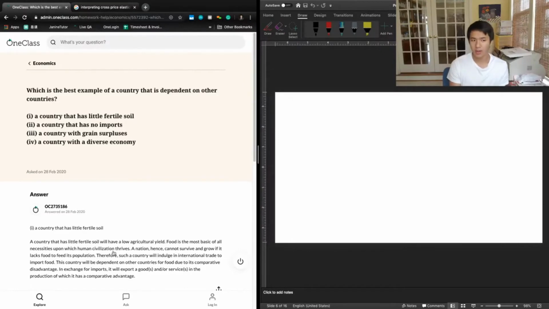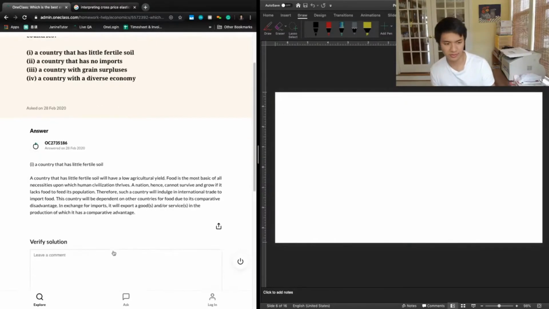And finally, D, a country with a diverse economy. If your country has a diverse economy, then it's likely that you're able to produce a lot of different goods in your own domestic economy without engaging in trade. And so that's not going to be a country that we would expect to see very dependent on other countries because they have that robust ability to produce by themselves. And so what is going to be the best answer choice here? The best example of a country that is dependent on other countries is a country with little fertile soil.